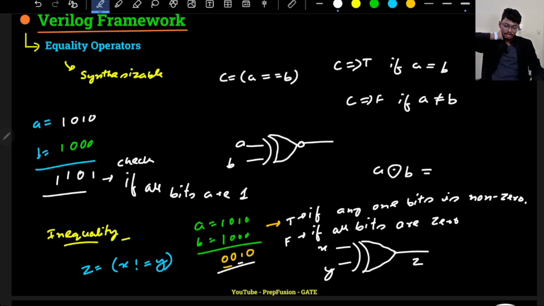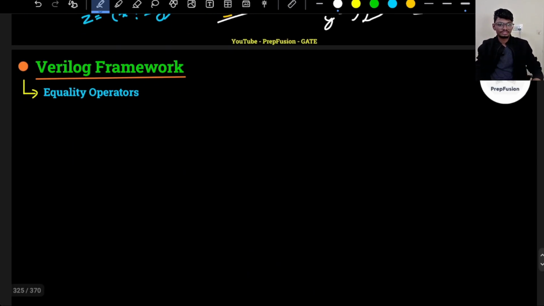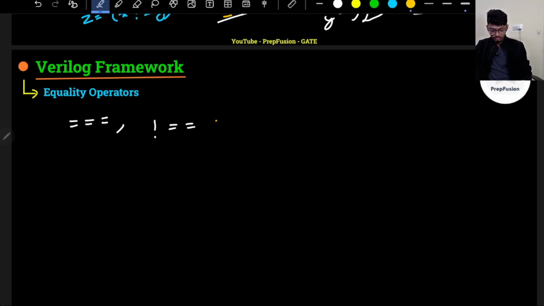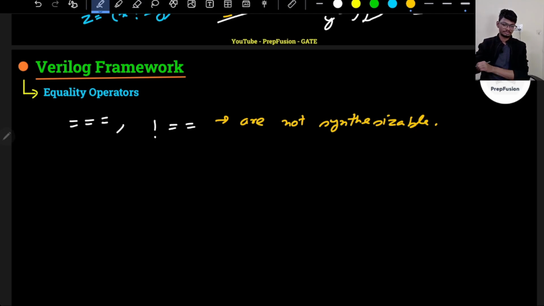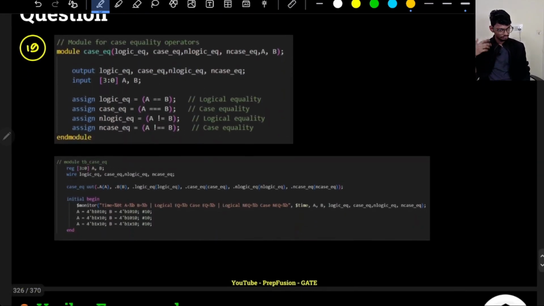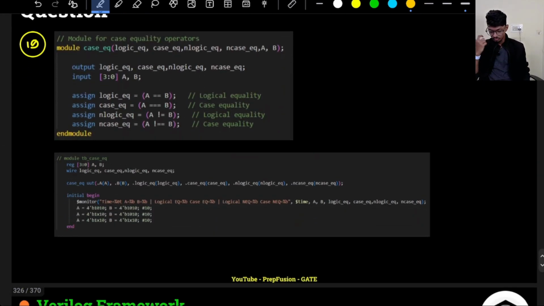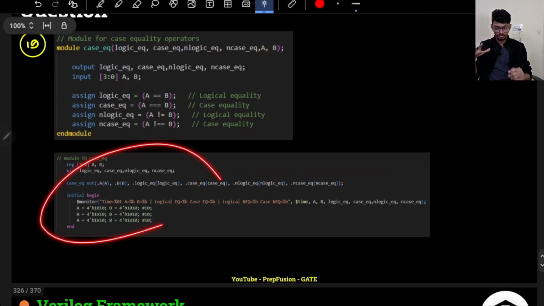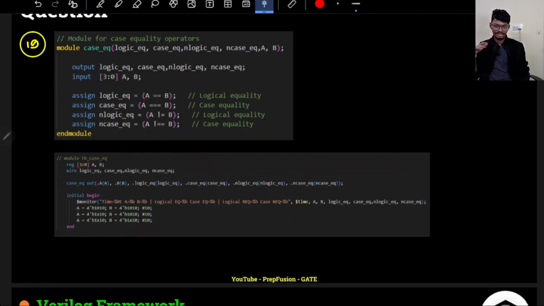So case equality and case inequality are not synthesizable. Both are not synthesizable, so they cannot be converted into hardware. So just be careful regarding these things. I'm giving you a homework, try it out by yourself. Just write in a rough notebook what the solutions and answers will be.